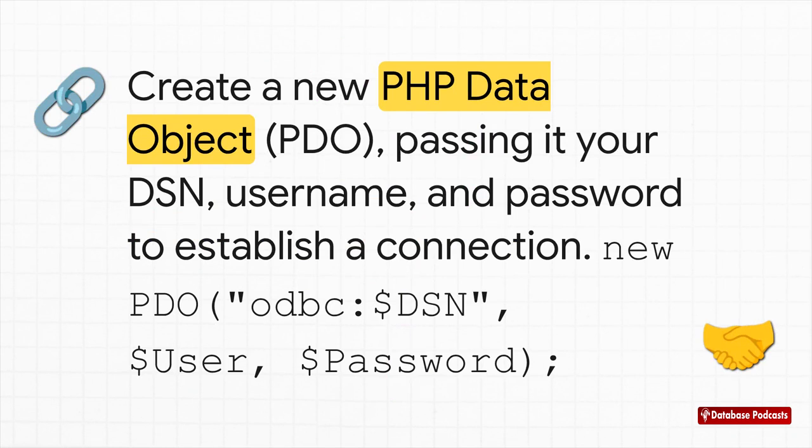This is the magic line of code right here. We create something called a PHP data object. You'll hear it called PDO all the time. We just tell it to create a new connection and we pass it our DSN, username, and password. What this line does is create a connection object, which is basically an active pipeline straight to our database that we can now use to send and receive information.